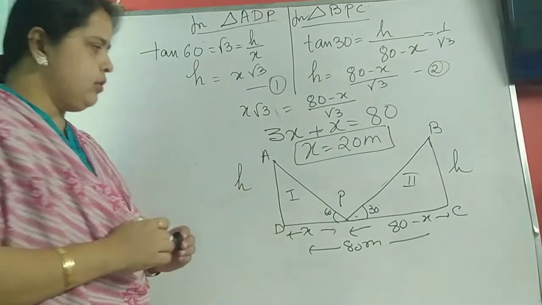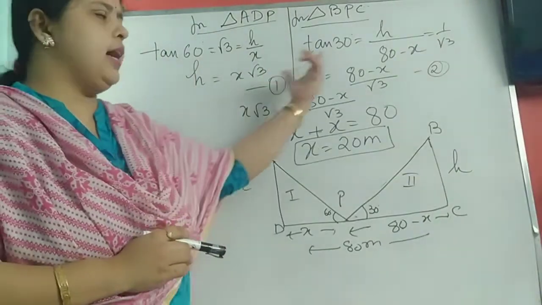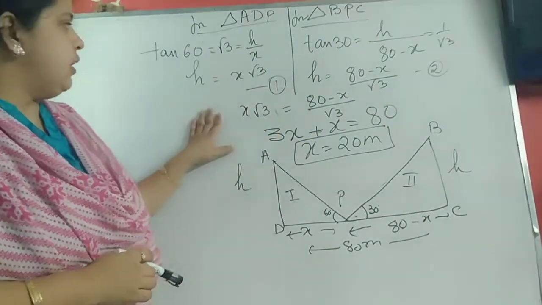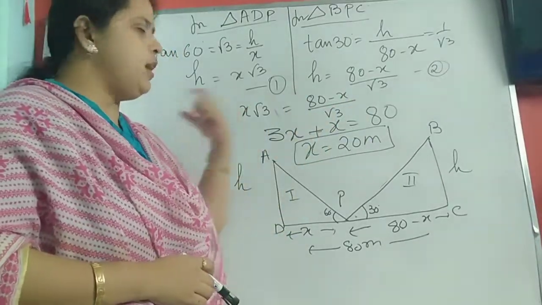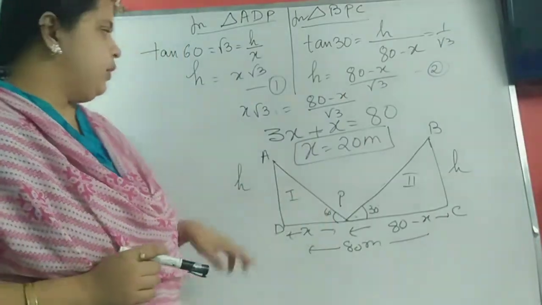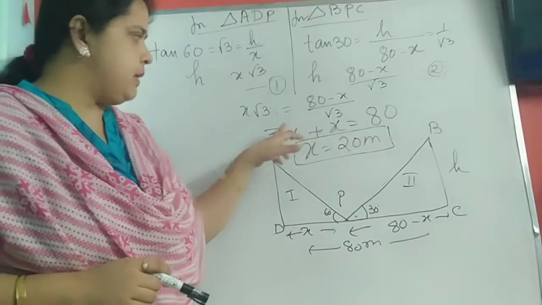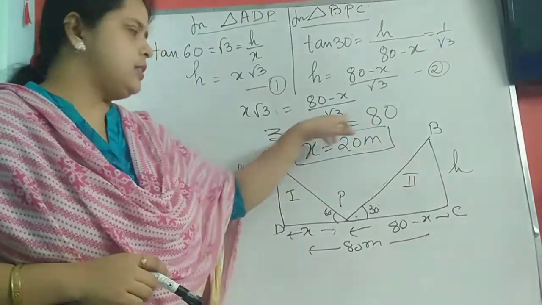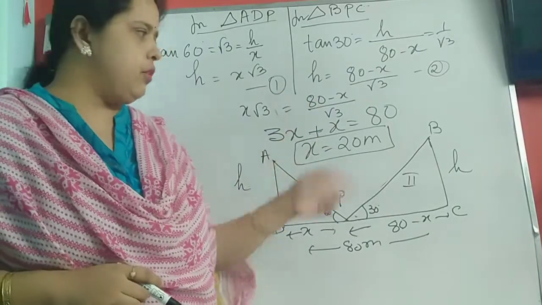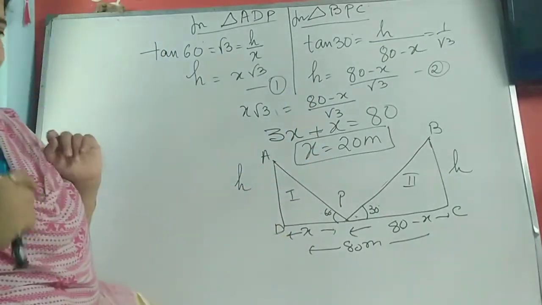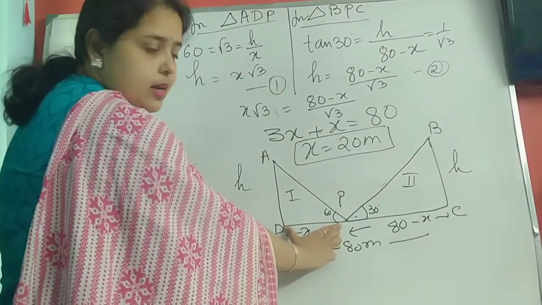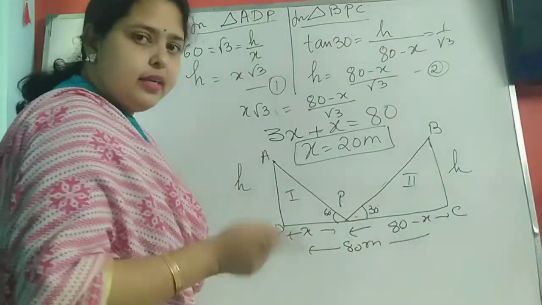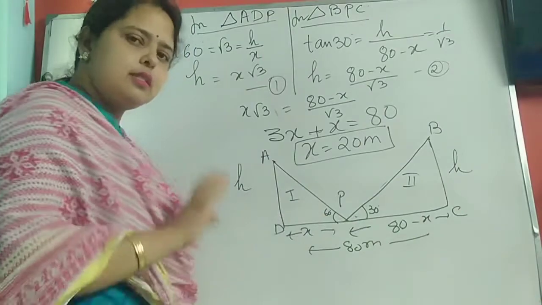What I did, I equated the RHS part, and now this is root 3x and 80 minus x by root 3. So root 3 and root 3x multiplied, I am going to get here 3x plus x is 80, and 4x equals 80. 80 by 4, this is 20 meter. But what is 20 meter? Yes, 20 meter is this DP, and 80 minus 20 is 60 meter. So this distance is 60 meter.